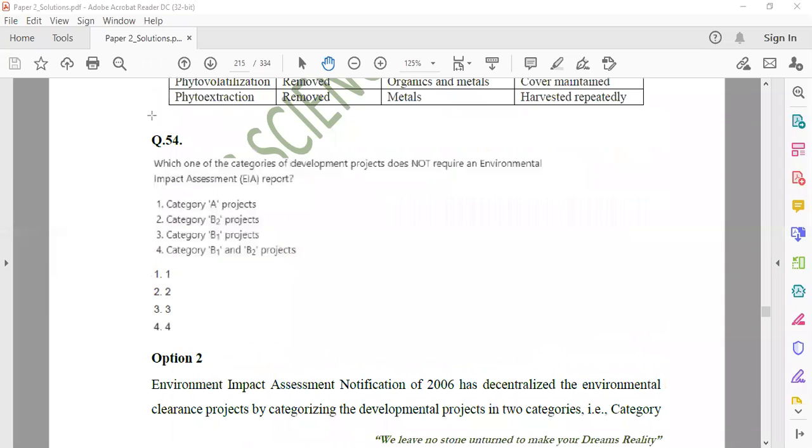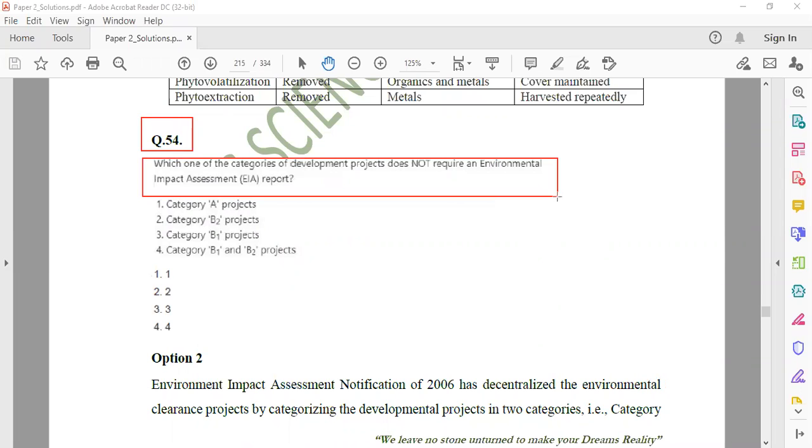Now, once again, let's come to the question. It says, which of the following categories of developmental project does not require any EIA? Not require. So that is none other than your B2 category of the projects. So category B2 projects do not require any EIA, and hence option number 2 is the correct option for this question.